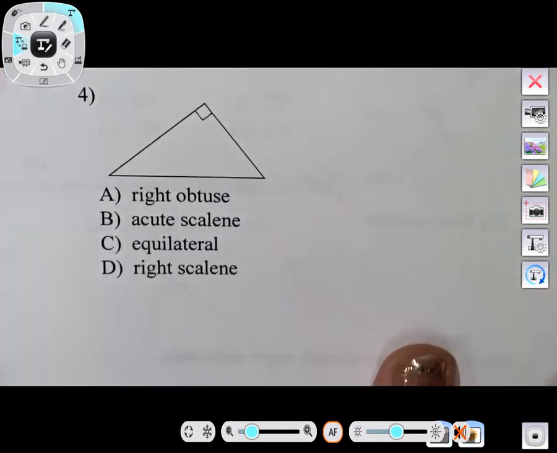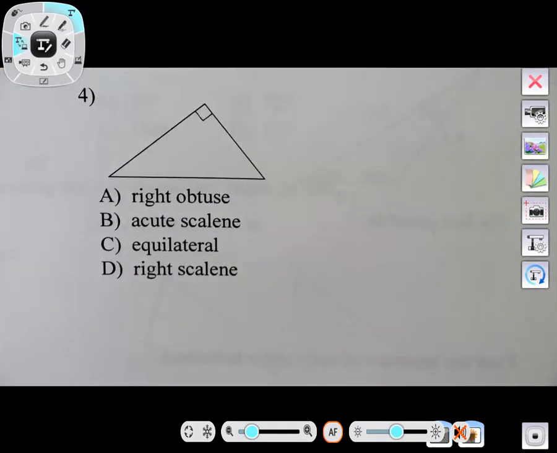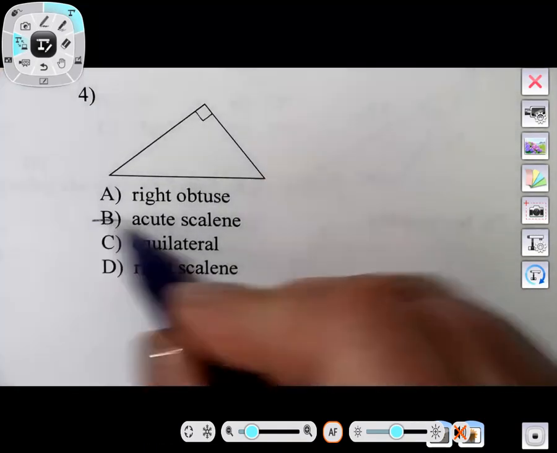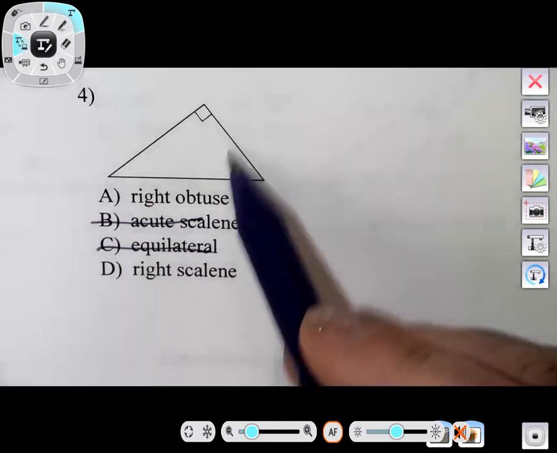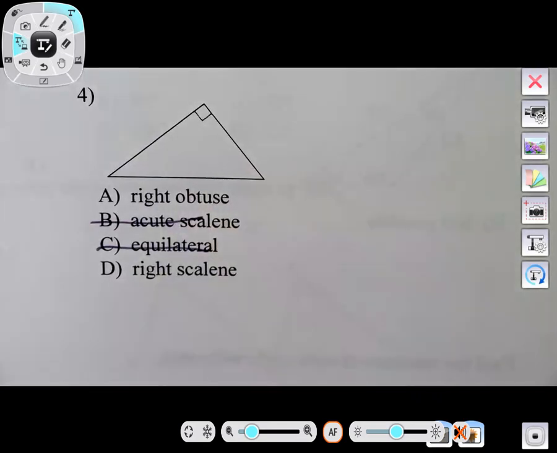Now 4, this one's interesting. Yes, of course it's right because I have a right angle. So we'll cross off these two. But how are you supposed to know if it's scalene or not? Scalene means that no sides are the same, right? Well, the important thing to remember is that if any sides are the same, I have to mark them the same. So if no one's marked, that means no one's the same. So this has to be a right scalene.